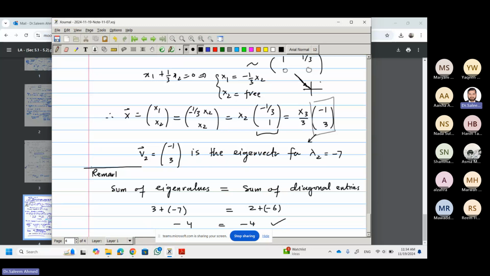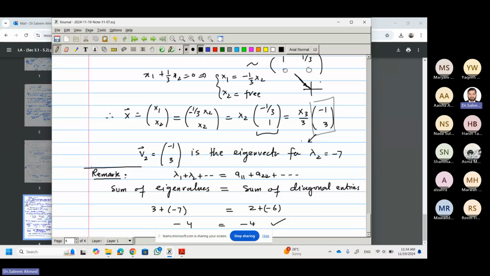So this is just one check or remark. If you don't get these two equal, then you can check whether you did the correct solution or not. So sum of eigenvalues means lambda 1 plus lambda 2 plus so on, equal to the diagonal entries a11, a22, a33, and so on. They will always be equal. So in the above example, we can see that the sum of diagonal entries and the sum of the eigenvalues are the same. But this does not guarantee that your answer is correct. But at least it will tell you if it is wrong, if these two sums are not equal.